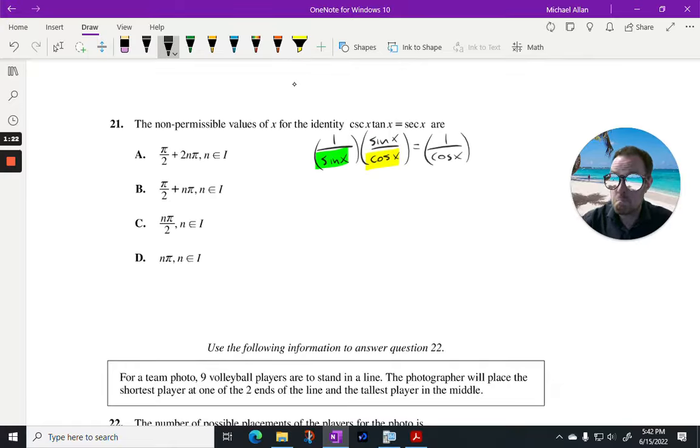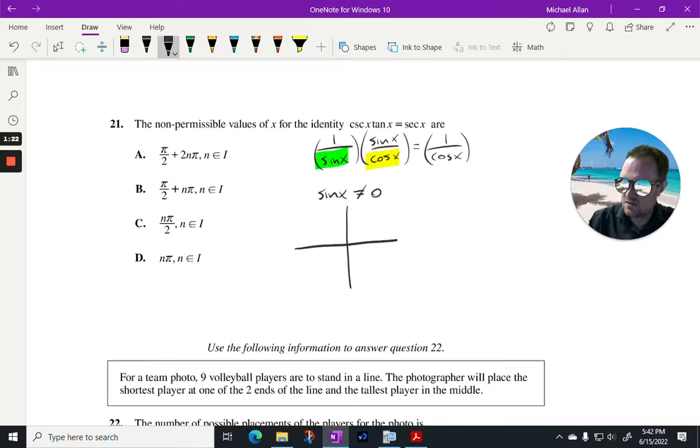Let's do the sine one first. So sine x cannot be 0. Where is sine x actually equal to 0? I want to figure out what x cannot be. So sine, remember, this is the y values.